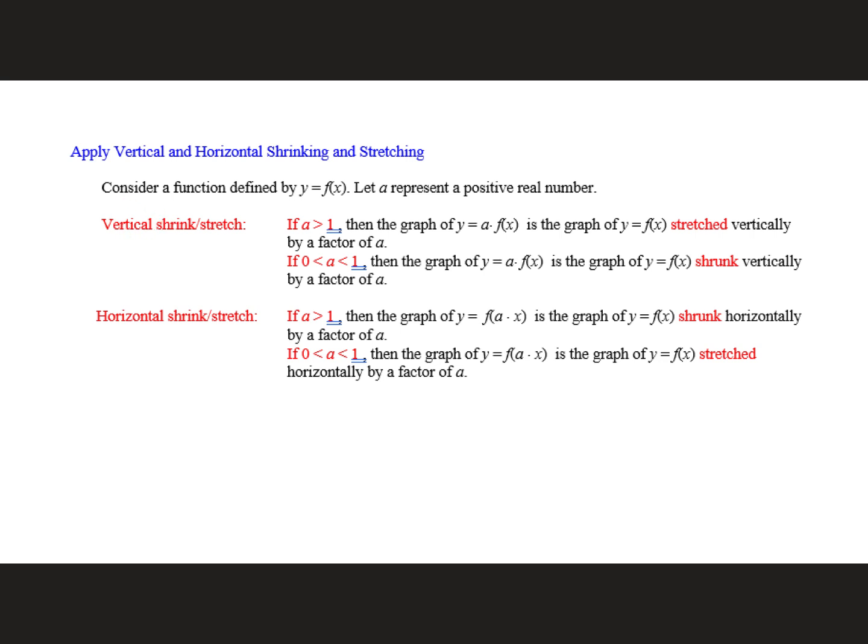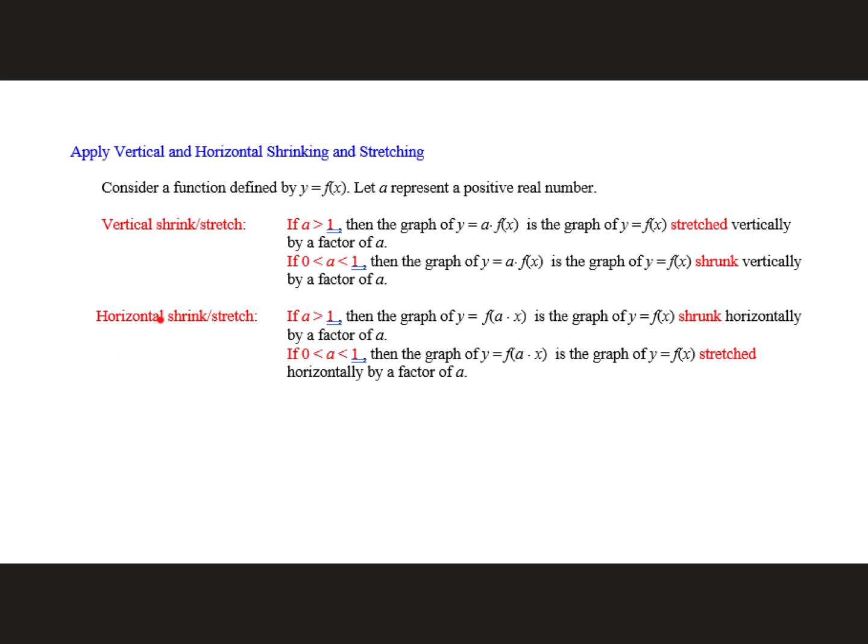A vertical shrink or stretch, again, vertical happens to the y. It is going to be stretched vertically as long as your a is greater than 1, and you can see where the a is located out in front of the function. If a is between 0 and 1, then it's going to be shrunk vertically. Typically, and I'll say typically because it really depends on what the graph looks like, a stretch vertically is going to make the graph slimmer toward the y-axis, kind of like stretching a rubber band. And then a shrink is going to make it wider, like pushing it away from the y-axis.